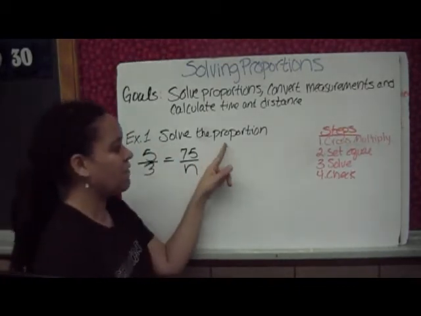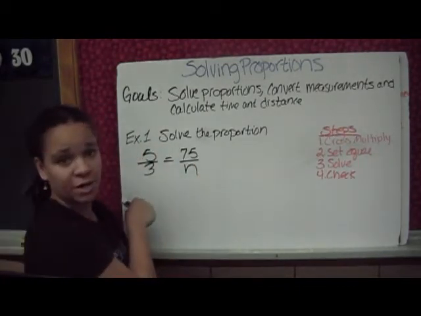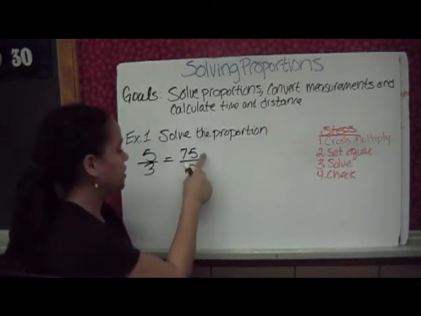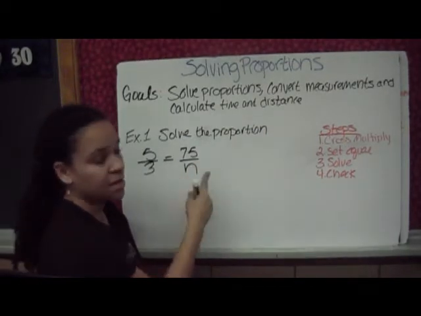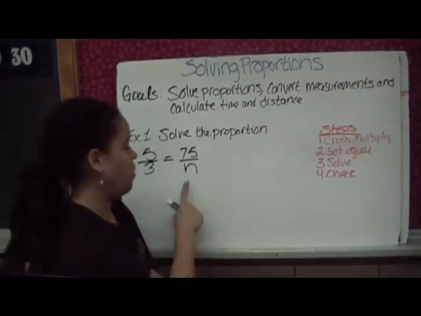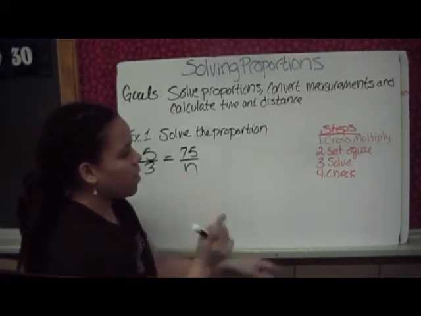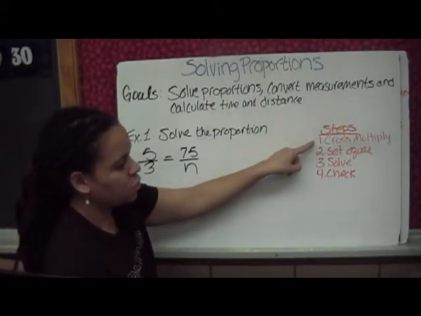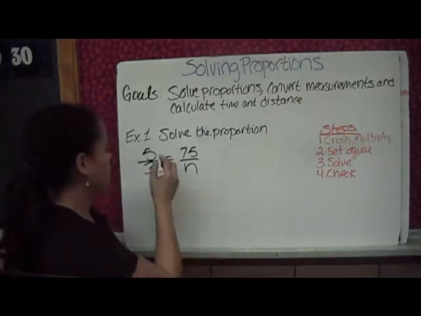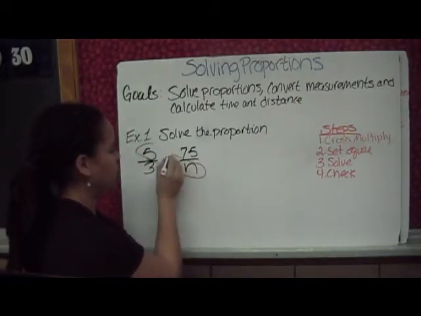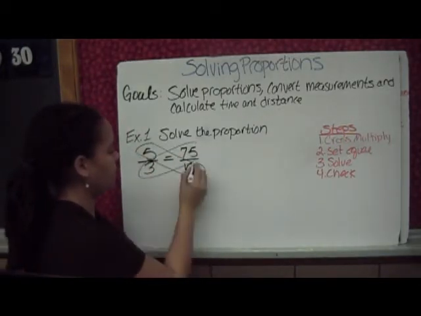Example 1 says solve the proportion. So we have a proportion here: 5 over 3 is equal to 75 over n. N is what we don't know, so we need to solve and figure out what it is. So the steps here would be 1, cross multiply. This should be review. Cross multiply, so the diagonals we would multiply together.